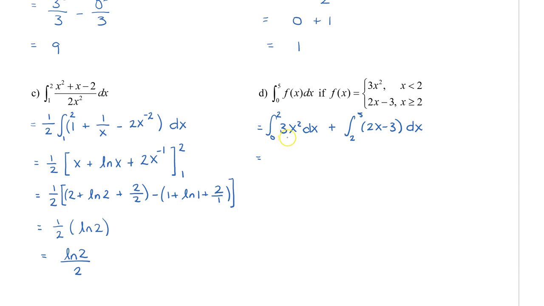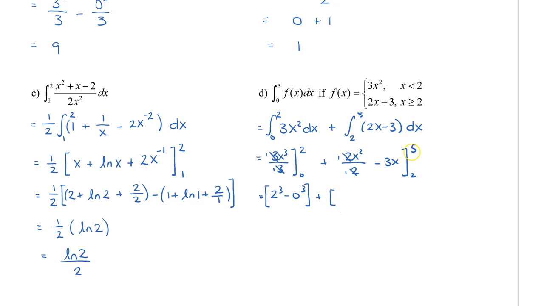So the antiderivative of 3x squared is 3x cubed over 3. And we're going to integrate that from 0 to 2. And then 2x minus 3 is 2x squared over 2 minus 3x. And we're going to integrate that from 2 to 5. So I'm going to reduce this, so those become 1s. So of x cubed, it's going to be 2 cubed, and then minus 0 cubed. And then these 2's will cross off to become 1 as well.